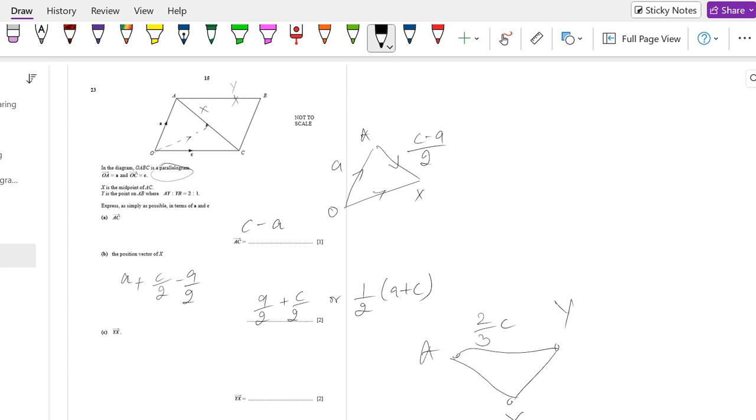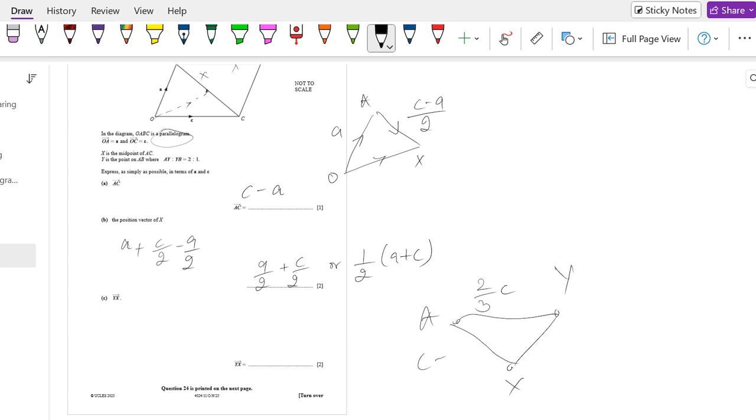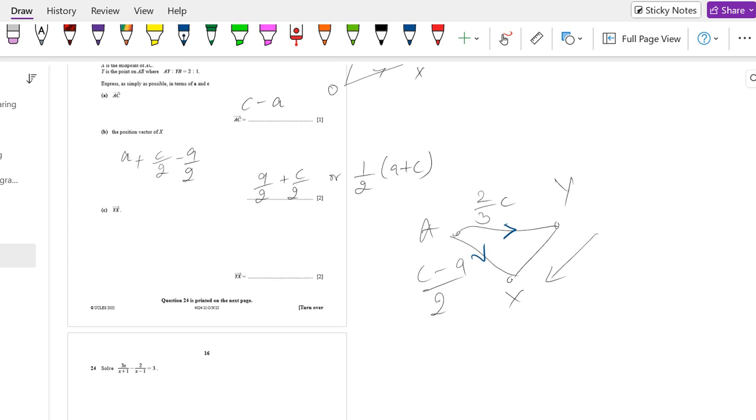We already have our AX. Yes, we have our AX. That is C minus A by 2. YX, this is the thing to be found. We are provided with the vectors of AY, this direction, AX, this direction. So to find YX, I'll go from Y in the anti-clockwise direction. So I will write minus 2 by 3c plus c by 2 and minus a by 2.